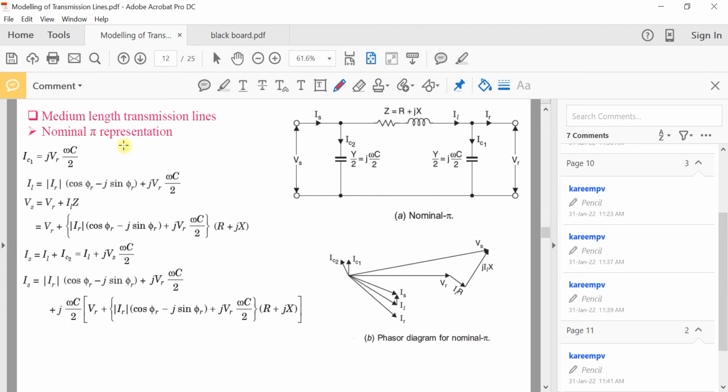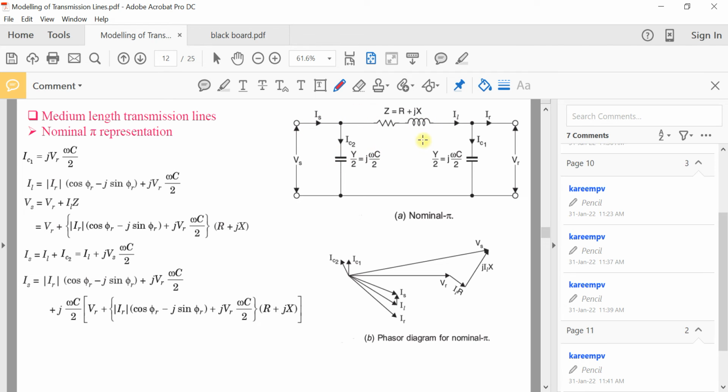Now if you represent the medium length transmission line as a nominal pi representation, this is the nominal pi representation circuit diagram. The difference between the nominal T representation and nominal pi representation is that in the nominal T representation we have divided the total impedance into two, and half will be on either side.